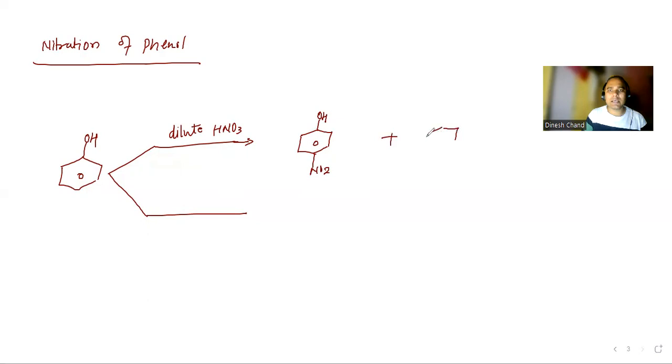And another is there: OH is there, and this is the NO2. So a mixture of products it will give. This is called para-nitrophenol, and this is called ortho-nitrophenol. Now, next you are treating with concentrated HNO3.